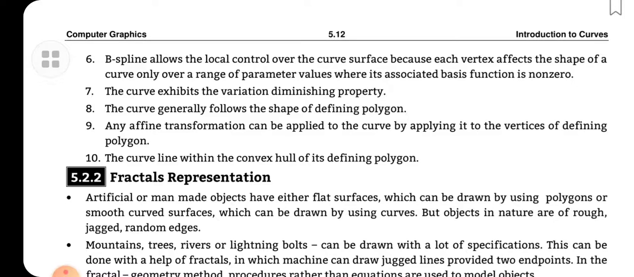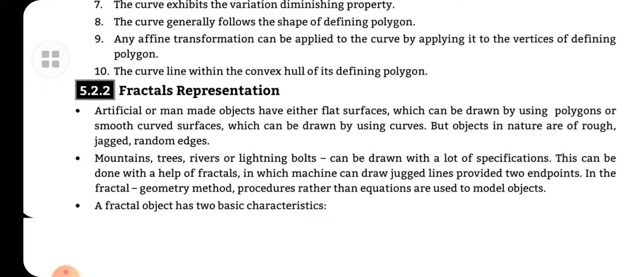Number 7: the curve exhibits the variation diminishing property. Number 8: the curve generally follows the shape of the defining polygon. Number 9: any affine transformation can be applied to the curve by applying it to the vertices of the defining polygon. Number 10: the curve lies within the convex hull of its defining polygon.